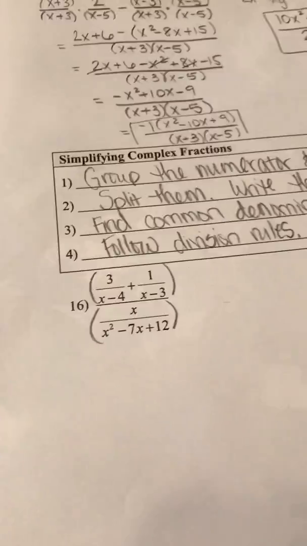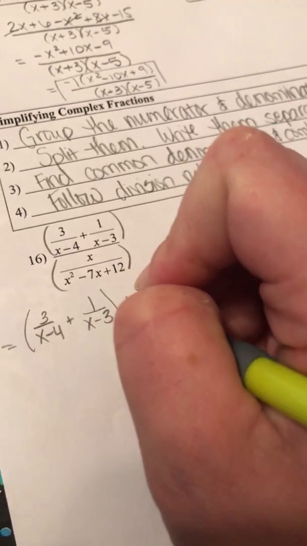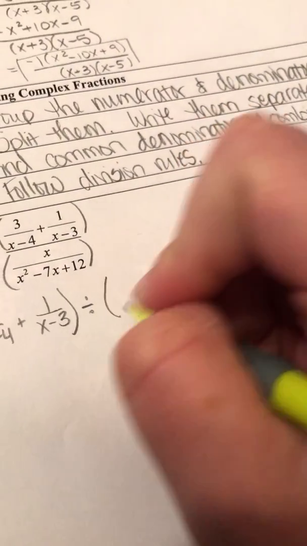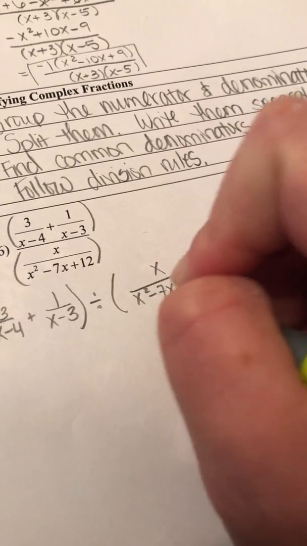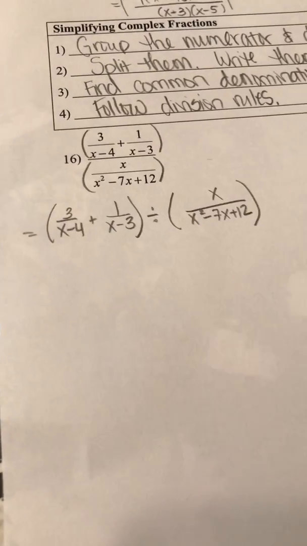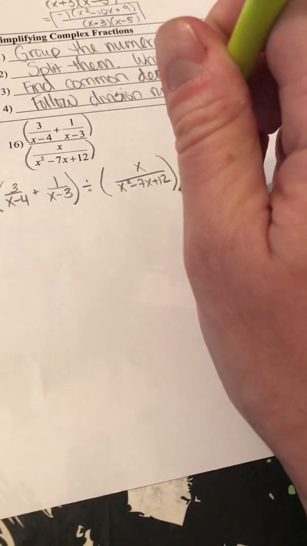Identify the top and the bottom. We're then gonna write them out so that I can see what I'm dealing with. I have 3 over x minus 4 plus 1 over x minus 3, and that's being divided by x over x squared minus 7x plus 12. Okay, I need to find the common denominators. Well, the right side is already combined, so I don't need to worry about that.